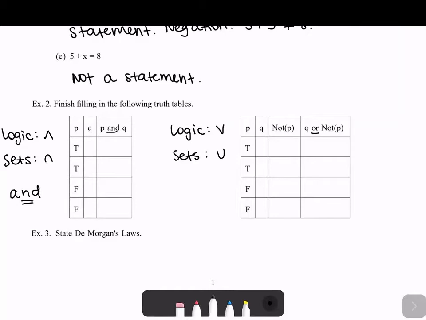You don't have to know these symbols, but it's something to keep in mind that if I ever use them in any of my videos, or if you see them somewhere in the textbook or on your homework, that's how we denote "and" and "or" in logic.